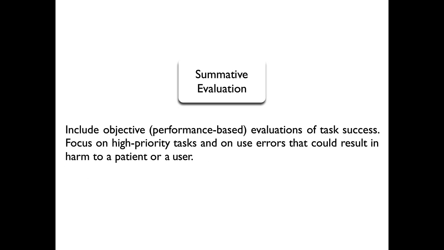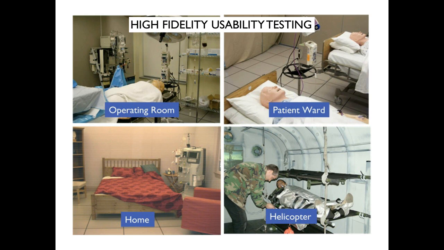When we're doing summative evaluations, we do go to the next level of fidelity in our simulation testing. So we use high fidelity simulation testing, which basically means that we're trying to recreate as best we can the environment in which these are going to be used. We do so either in a lab environment or sometimes even in situ, in the actual clinical environment. Here you can see different examples of setups that we've had in our labs, from an operating room, patient ward, a home, or even a helicopter.